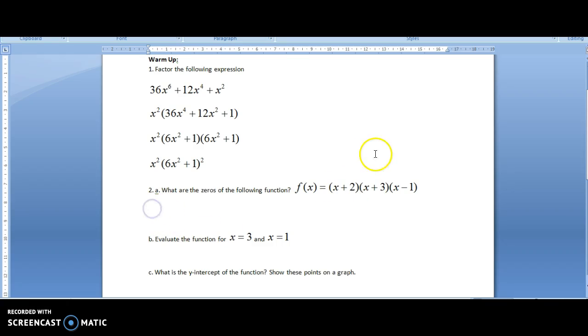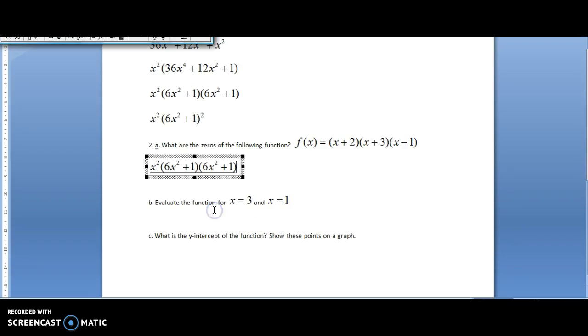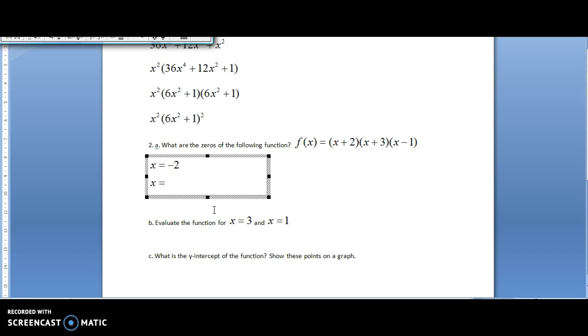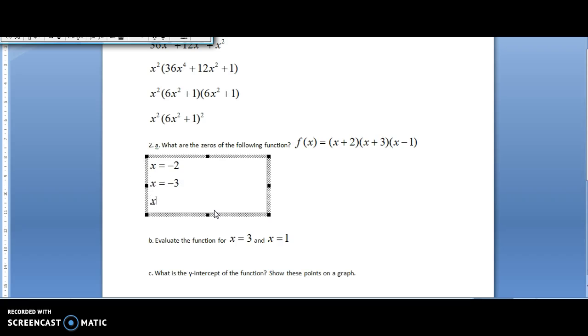But just by looking at the algebraic model or the equation, you should be able to pick out the numbers that make it equal 0. They're going to be the numbers that you see in the brackets, only with opposite signs. So the zeros are -2, -3, and 1. And we can state that as x equals -2, x equals -3, and x equals 1.